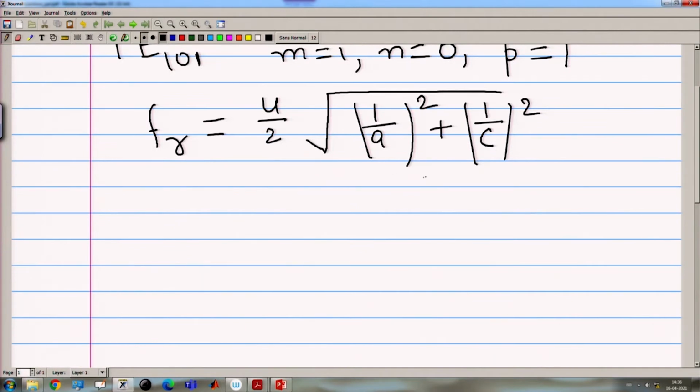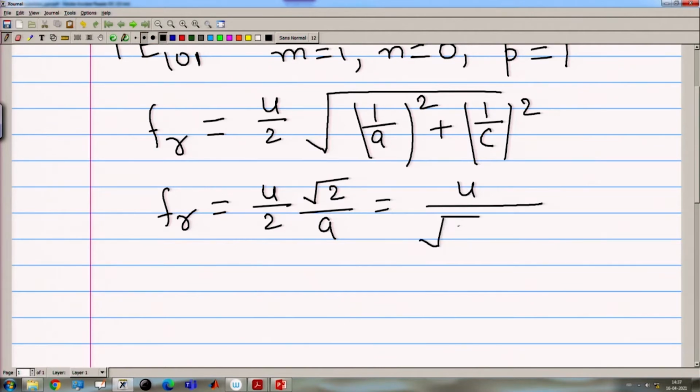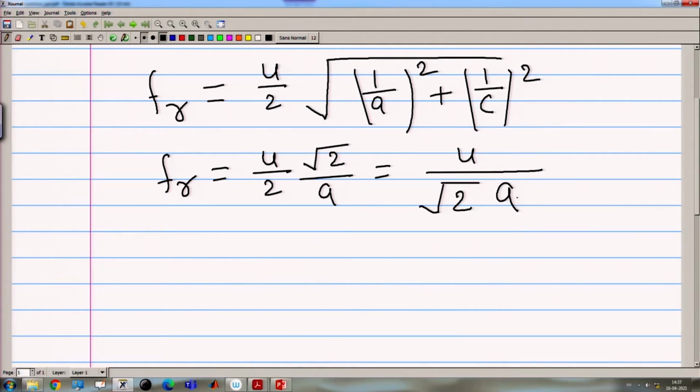Because this is a cubical cavity, that means A equal to B equal to C. So, if A is equal to C, in this case it can be written as Fr equal to U by 2 square root of 1 by A square plus 1 by C square. So, it will be 2 by A square, that means U by 2 root 2 by A, that means U by root 2 A. From here A is unknown, that means A equal to B equal to C, and U is known, Fr is known.